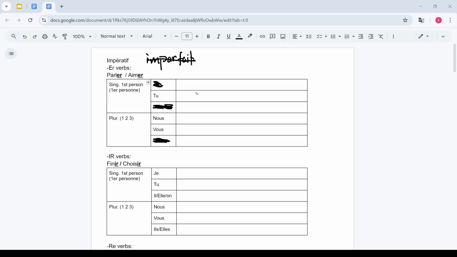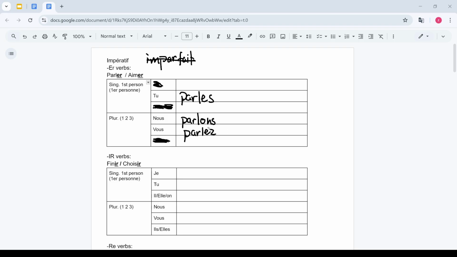So, again, as I mentioned, it's really, really simple. The only thing you have to do is conjugate it in present tense, and that's it. That's the conjugation. So let's take, for example, our ER verb parler, to talk or to speak. Tu parles, right? It's an ER verb conjugated normally. The ending is ES. Take off ER, add ES. Nous, take off ER, add ONS. And vous, take off ER, add EZ.